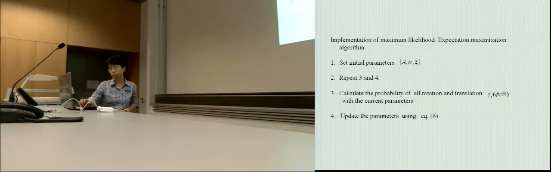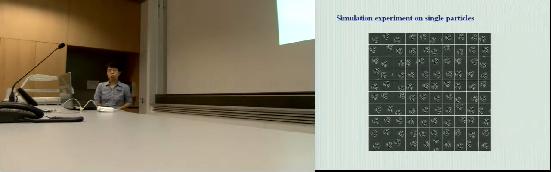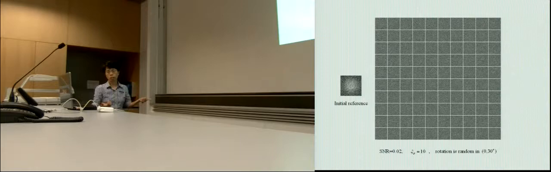These are the steps. Now, I did some simulation experiments on single particles. Let's say we have a structure, this kind of structure, and I simulated it using translation and rotation, and generated several thousand particles. Some samples are shown here, and then we add noise. Of course, here we didn't simulate the CTF. I just put Gaussian noise here.